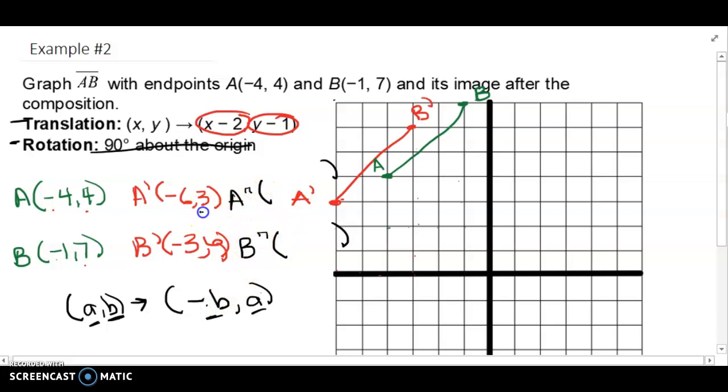So my negative B here would be a negative 3. My negative B here would be a negative 6. Okay, and I'm going to keep my A for my second term. So it stays negative 6, and it stays negative 3. So now all I'm going to do is plot these points.